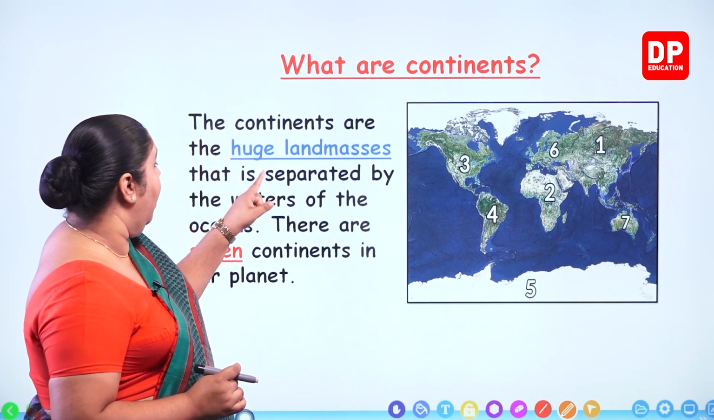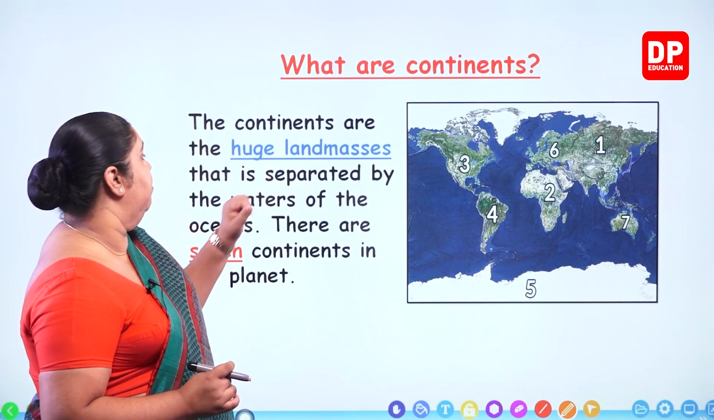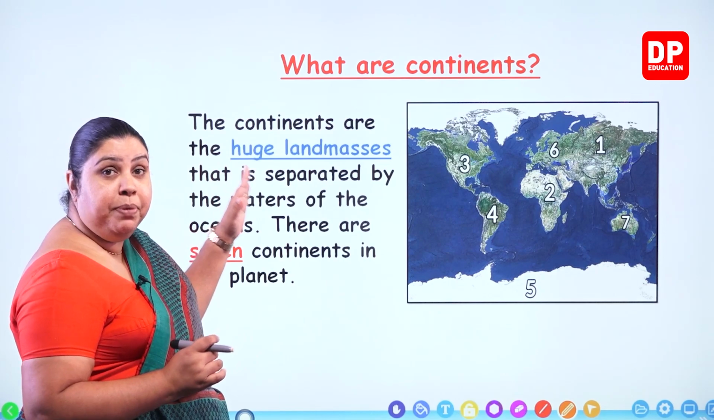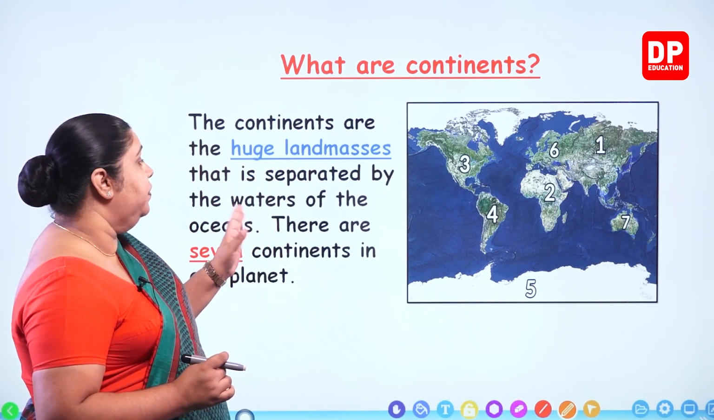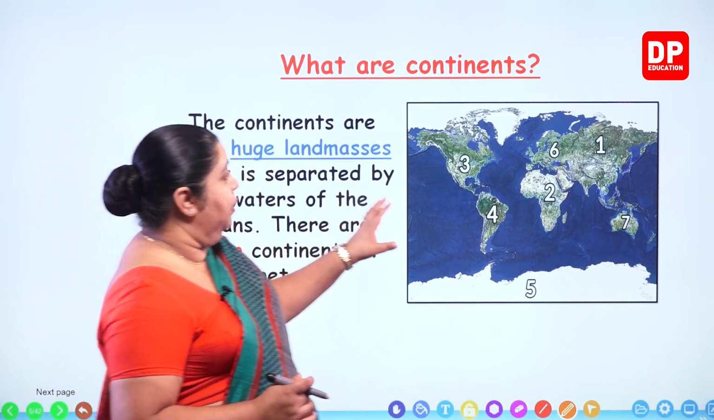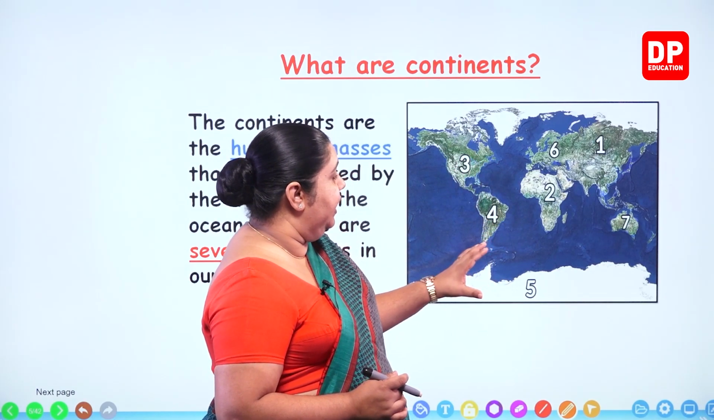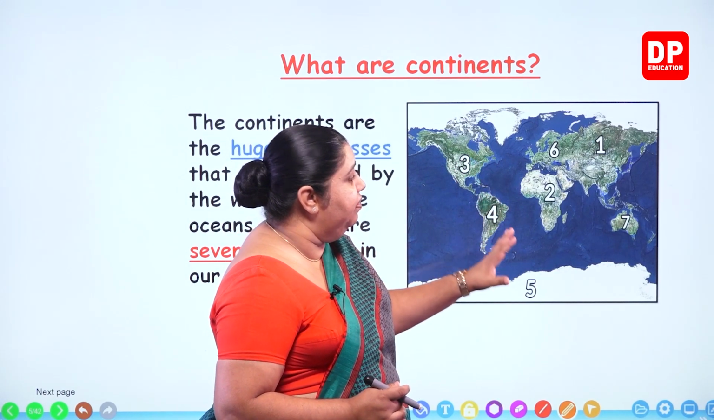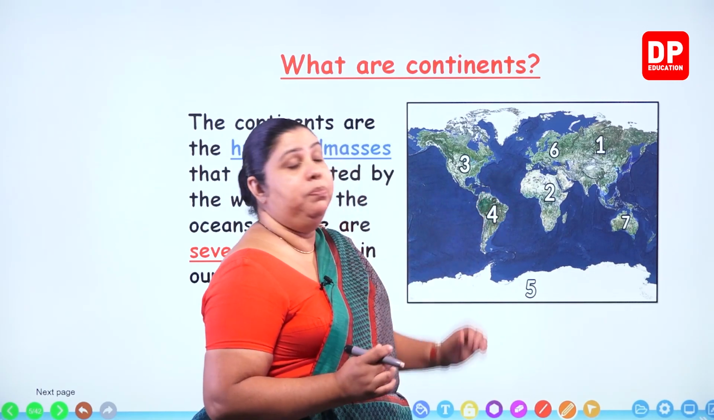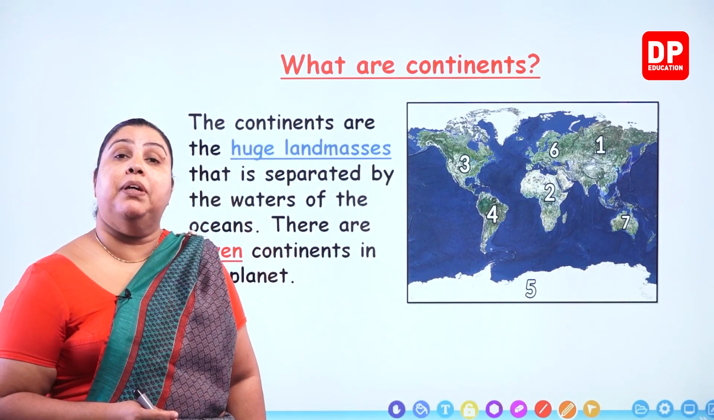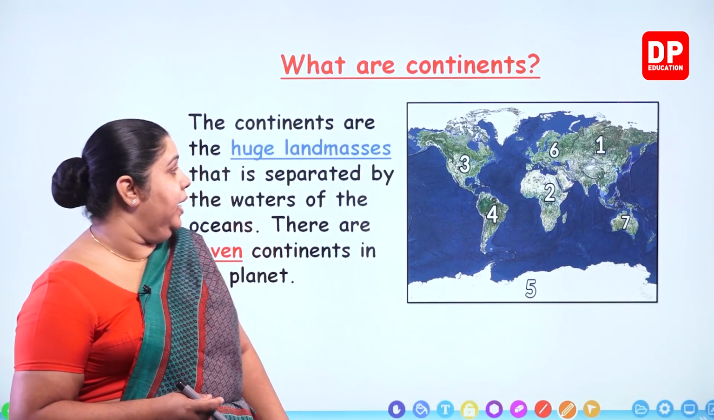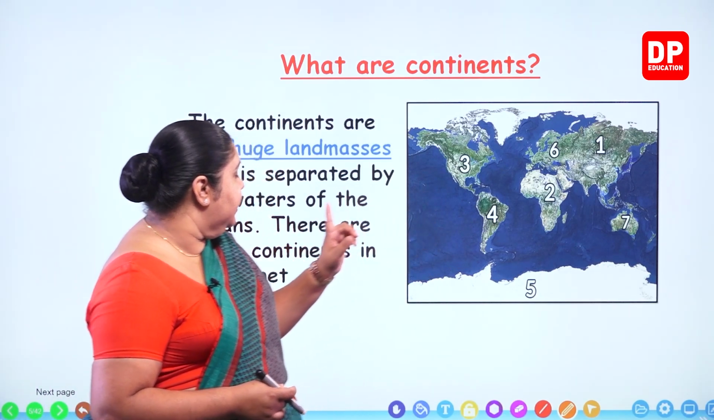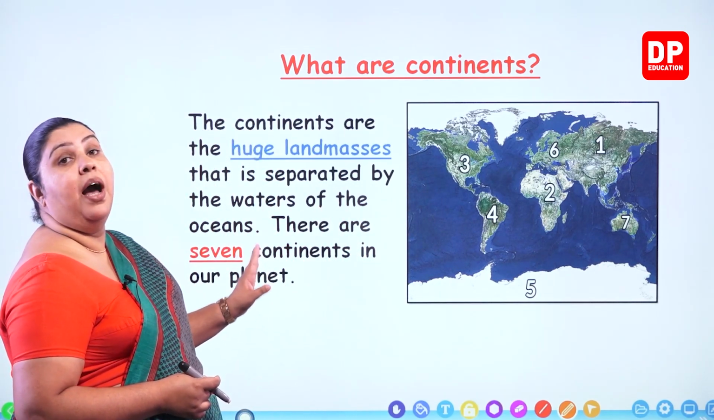The continents are the huge land masses that is separated by the waters of the oceans. Now there are 7 continents in our planet.